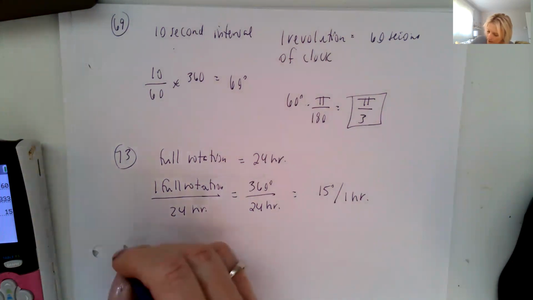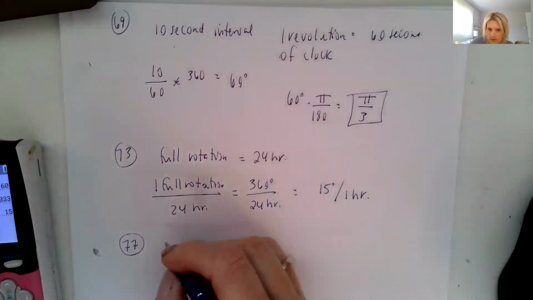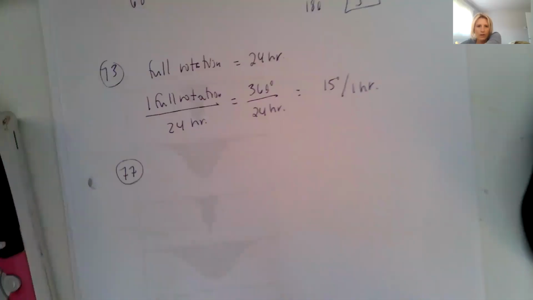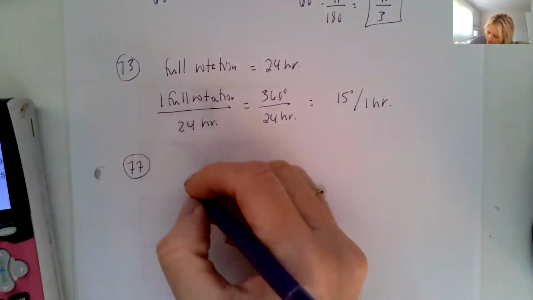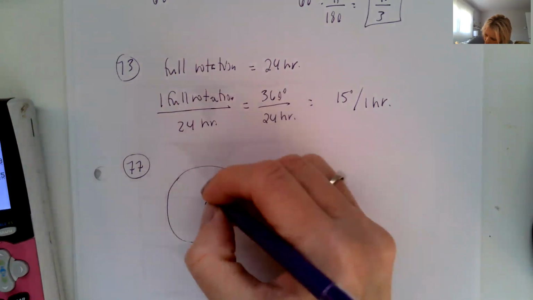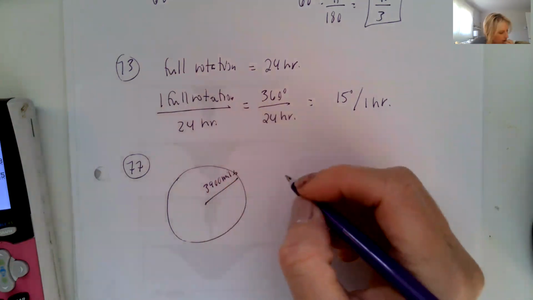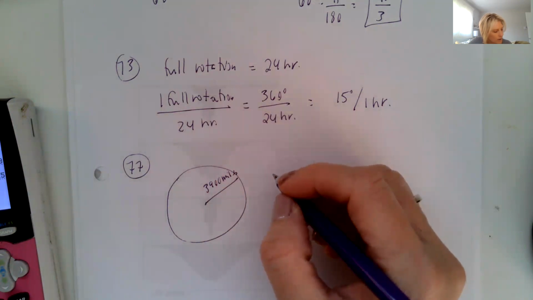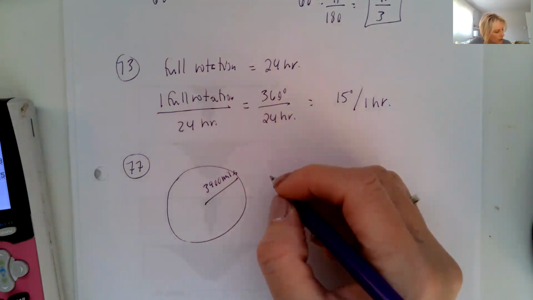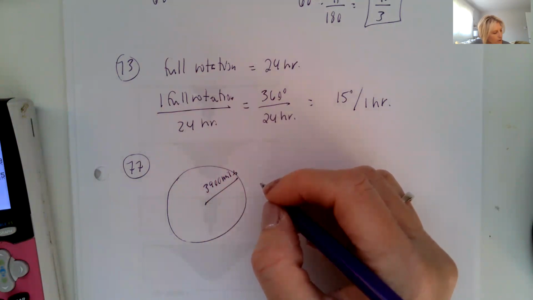The next one I'd like to look at is number 77. So in your book, it says Earth's radius is approximately 3,900 miles. So let's just write out what we're reading here. The radius, I'm just going to draw a circle of the Earth. And the radius is 3,900 miles. Find the distance traveled by a low-flying bird getting from a location at 40 degrees north latitude to a location at 20 degrees north latitude, if the bird flies due south.